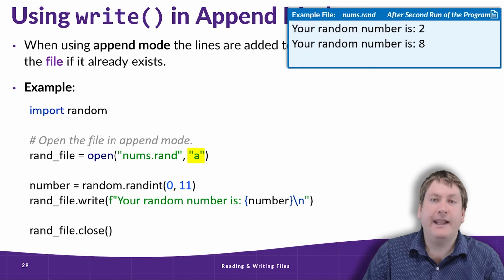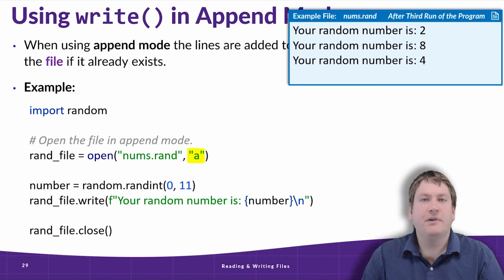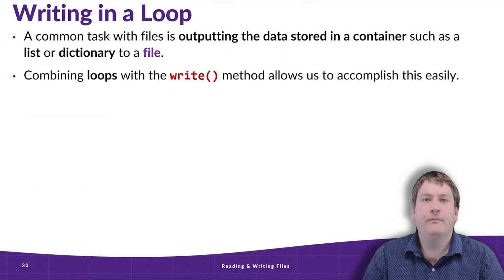If we ran the program yet again, then we would get a third line added. In this case, your random number is 4. So append mode keeps adding new lines.